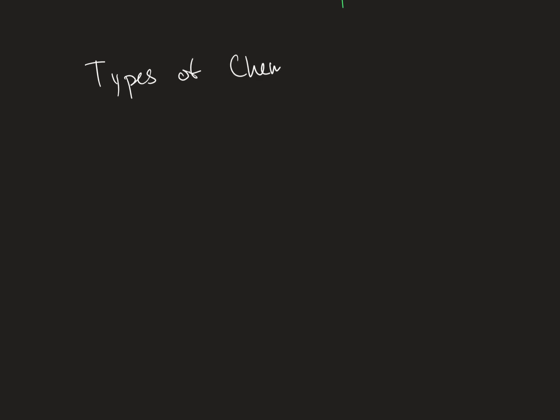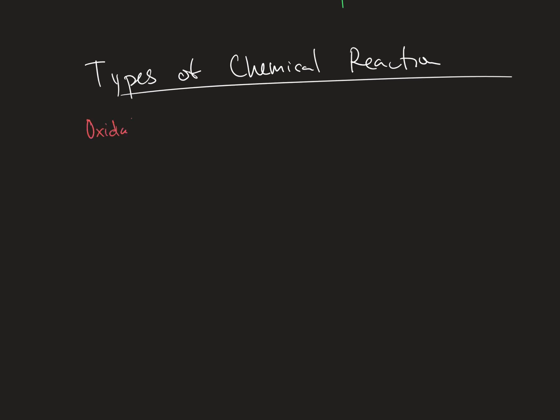chemical reactions. It's oxidation reaction. That's one of them. The first type we're going to talk about, in fact, I'll give you all 3 of them and then we'll talk about one at a time. So, oxidation reduction reaction.